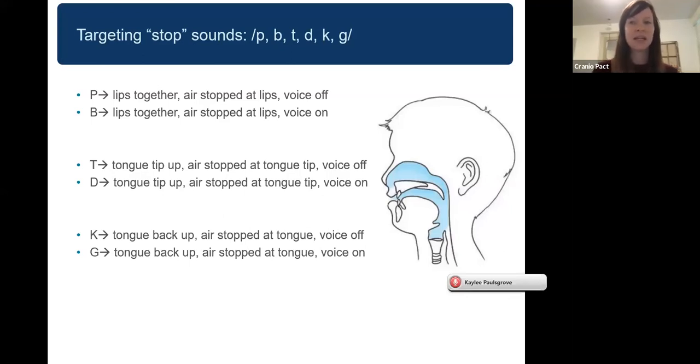voicing. T and D are produced with the tip of our tongue up behind our teeth. The air is stopped at the tongue tip. Our voice is on for D and it's off for T. T, t, t. For K and G, the back of the tongue is up against the velum. The air is stopped at the back of the tongue. The voice is off for the K sound and it's on for the G sound.